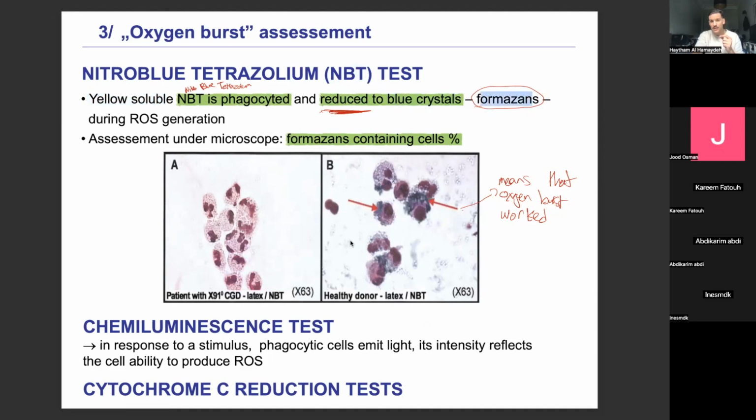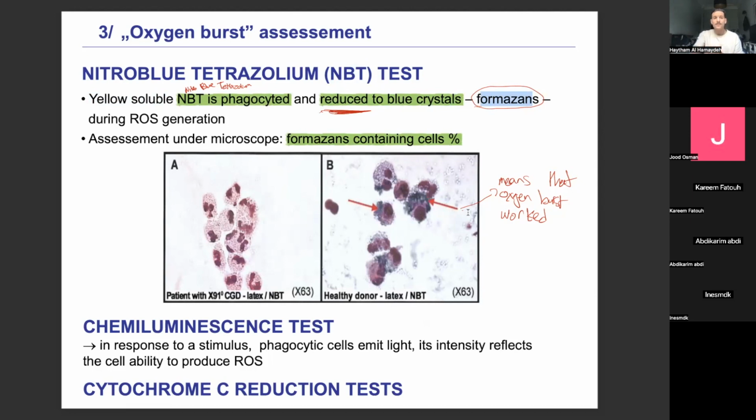And hence you'll see it under the microscope like this. So those cells are functioning. Those cells are actually breaking down the bacteria using ROS. Okay? Easy?